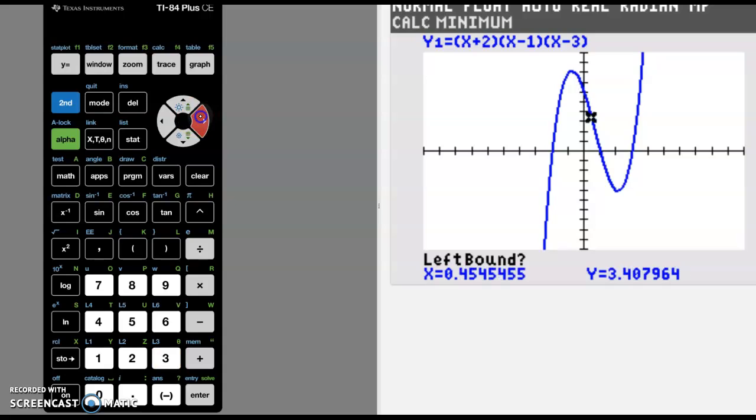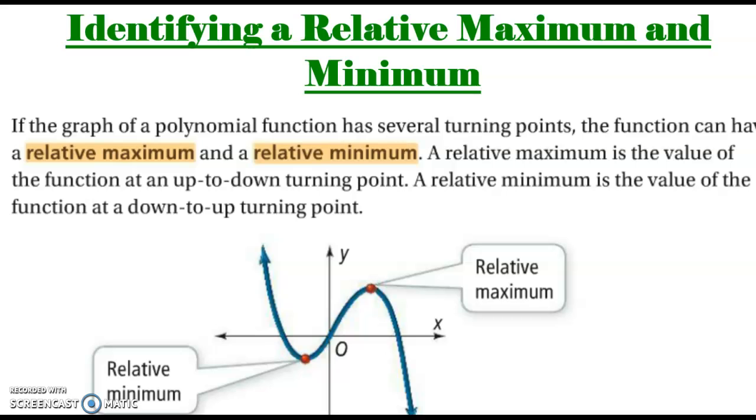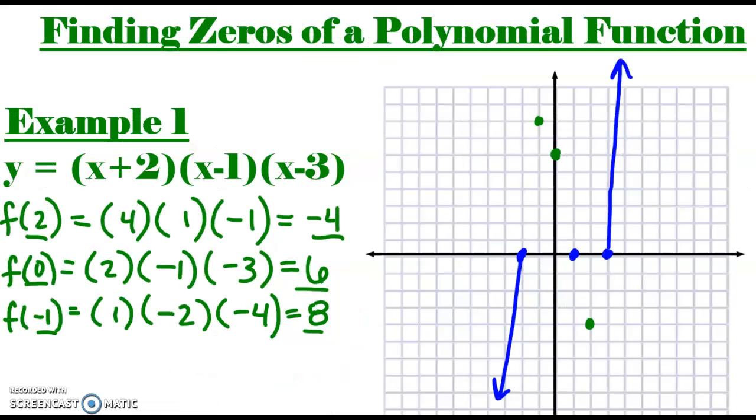So then you would scroll to the left of the relative minimum and hit enter. And I can see that that relative minimum is happening right there. I just don't know exactly where that is. So if I go to the left of it and hit enter, then I scroll to the right bound, to the right of it, hit enter, and then it will tell me where it is. MathXL is going to have you round to the nearest thousandth, so 2 decimal places. So I can see this relative minimum is happening at 2.12, negative 4.06.